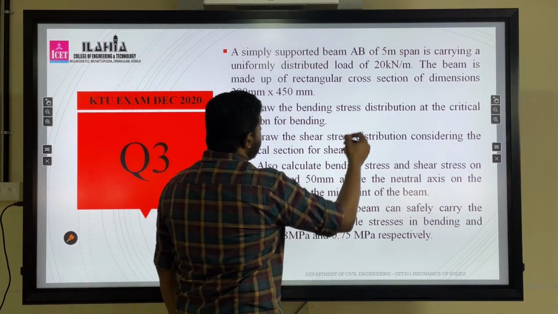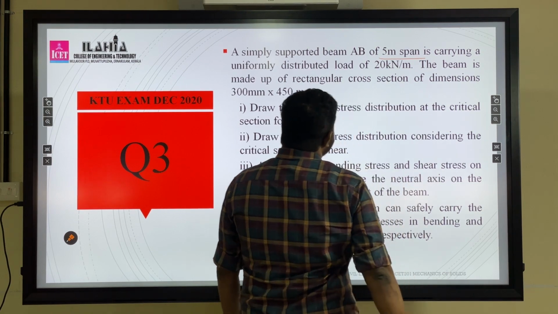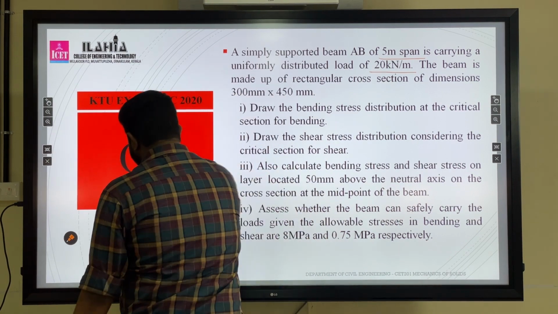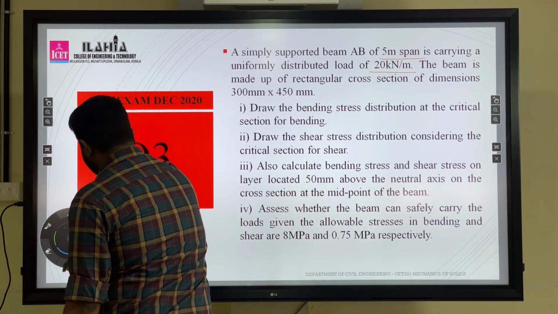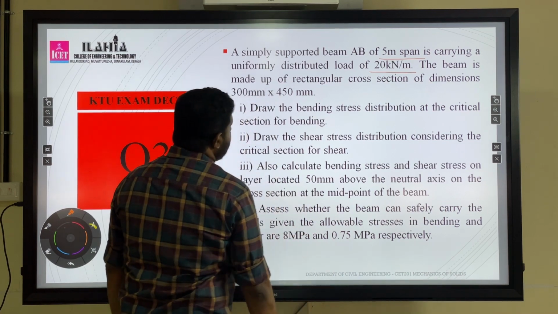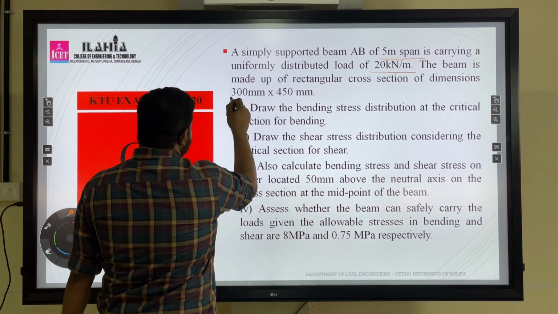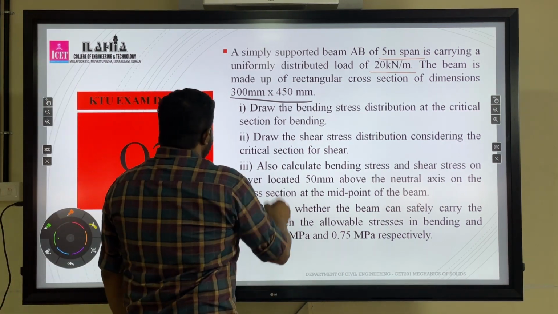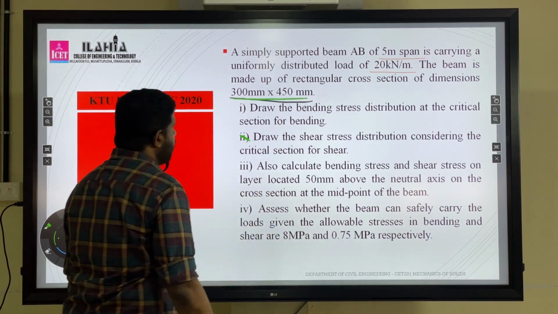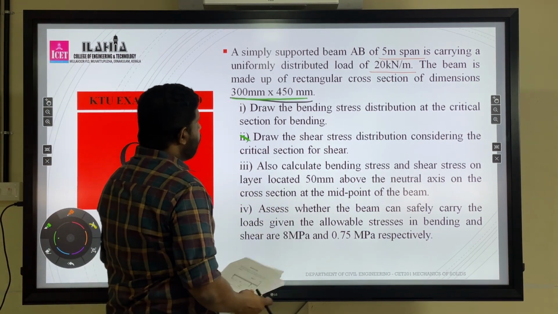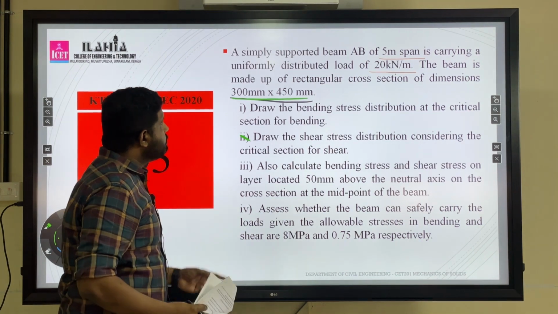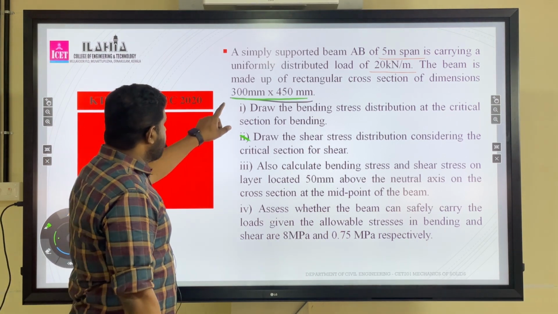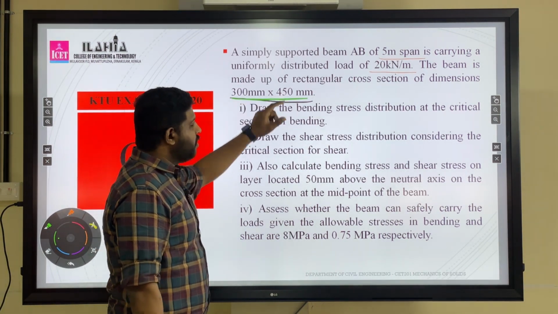So the given data: a simply supported beam of span 5 meter, a uniformly distributed load of 20 kilonewton per meter, and the cross section dimension is 300 mm by 450 mm. So we have a simply supported beam which is carrying a uniformly distributed load of 20 kilonewton per meter for a span of 5 meter. And the cross section dimension is 300 mm by 450 mm.